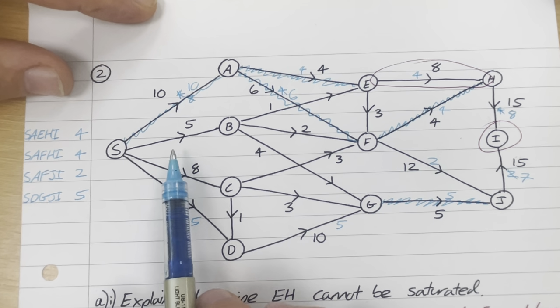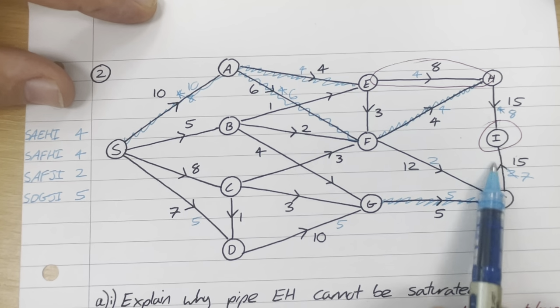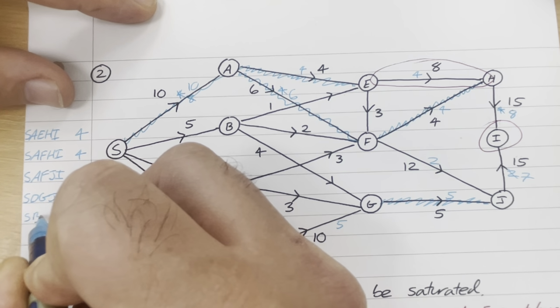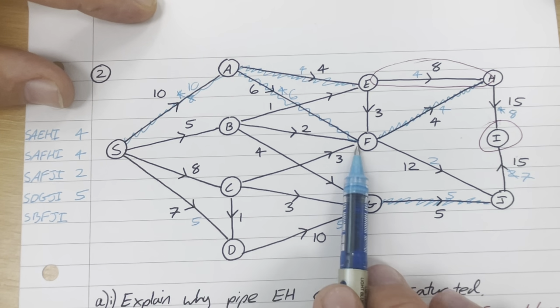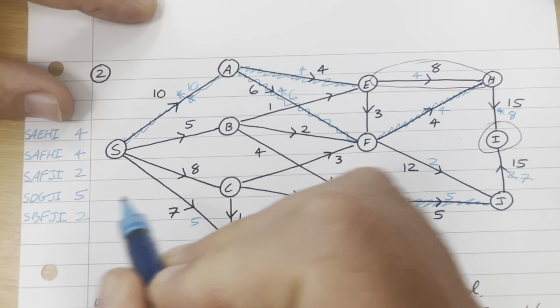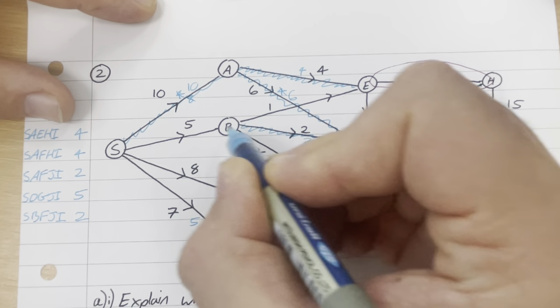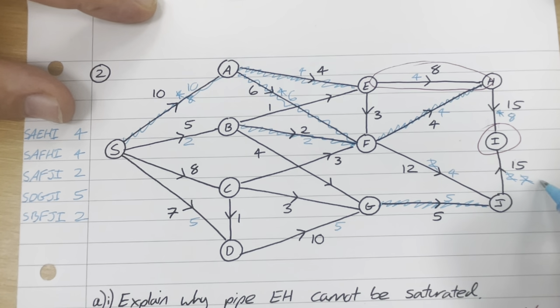Okay, let's go S, B, F, J and I. So S, B, F, J, I. How much can I push through there? 2. I'll push 2 through there. So I'm going to pop a 2 there. That's going to be a 2. That's now saturated. That's got a flow of 2 through it. That's now upgraded to 4. And that's now got 9 in there.